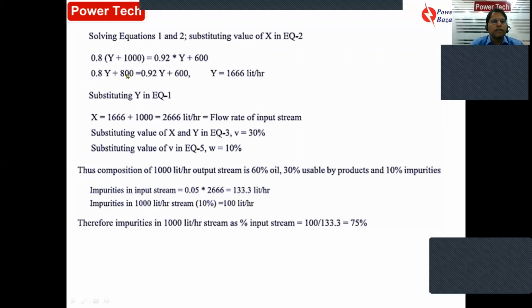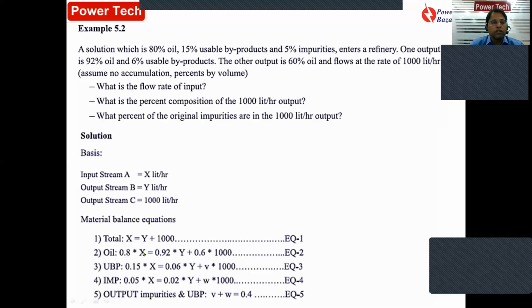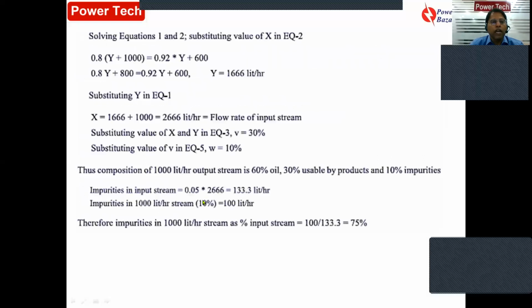Now these are all mathematics. You solve first for x and y. Basically, these two equations are there. With this, I can solve for x and y from equation 1 and equation 2. From there, I got y as 1666 liter per hour. That means the input flow rate is 1000 liter plus 1666 liter, so 2666 liter per hour is the input flow rate. That is the first question.